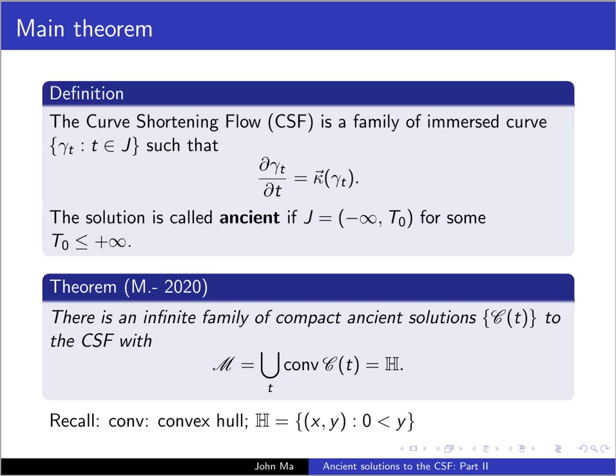So the theorem that we introduced in part 1 and we're going to prove in part 2 is the following. We'll show that there's an infinite family of compact Ancient solutions to the curve shortening flow such that the union of the convex hulls of the solutions equals H, which is the upper half plane.